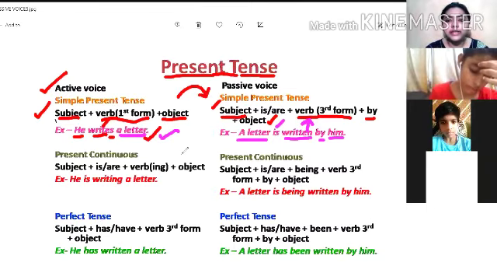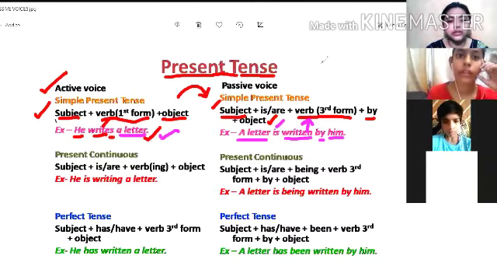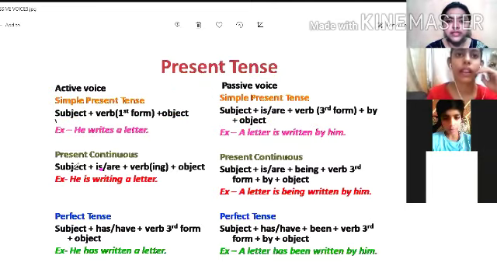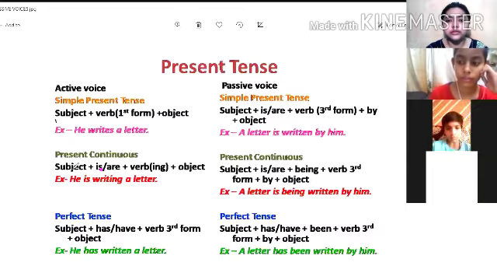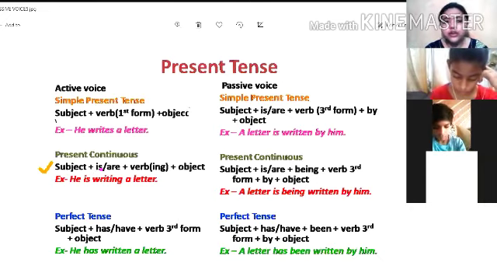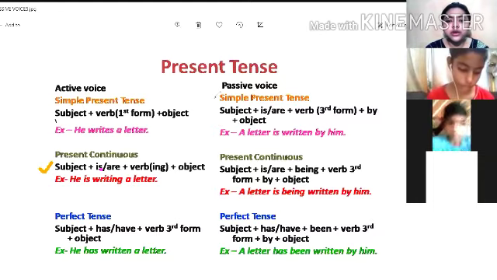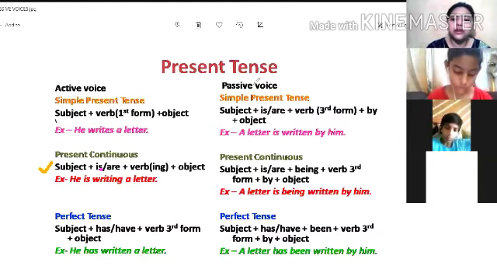Moving on to the present continuous. Now present continuous is very simple, very easy, easiest of all. You know the structure of present continuous. We write subject, then is or are, then ing form of verb and object. Look at the example: he is writing a letter. Now how do we change it into passive voice?